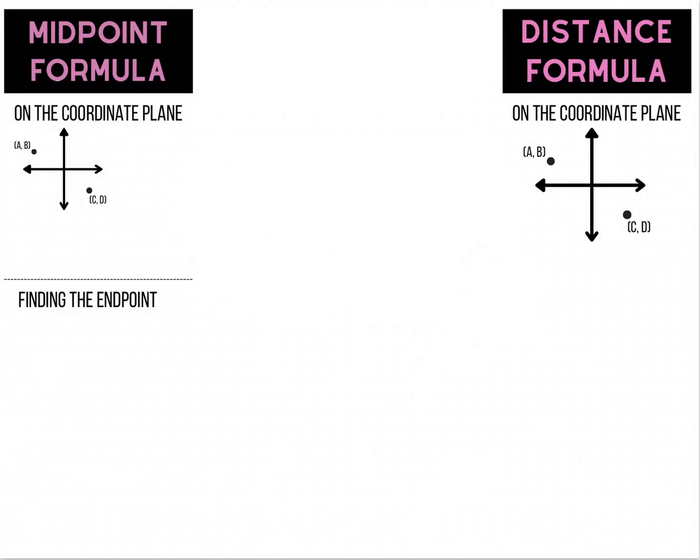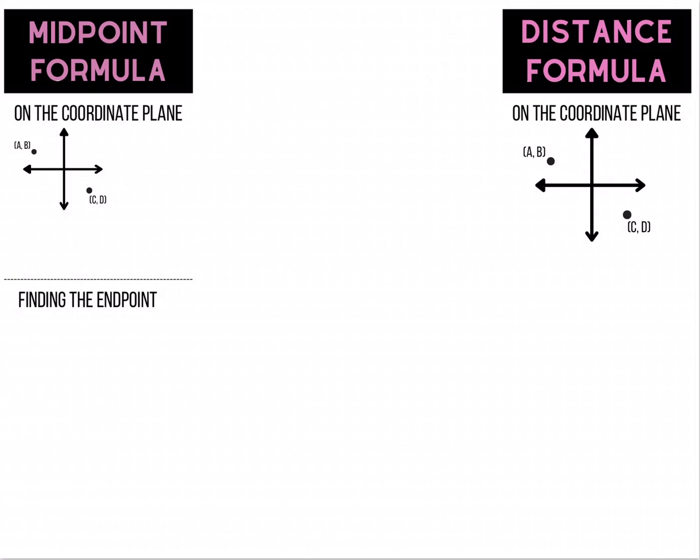Welcome to lesson 1.3. Today we're going to talk about the midpoint formula and distance formula on a coordinate plane. You talked about midpoint on a line segment, so now we're going into what happens when we're on the coordinate plane. But we're first going to start with the distance formula.